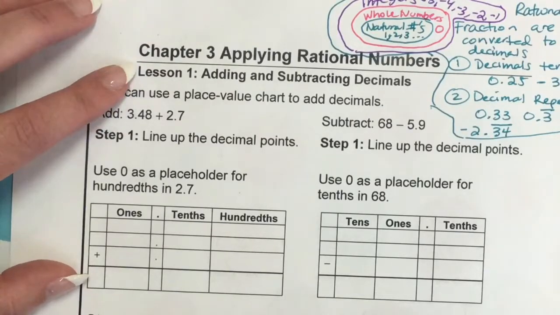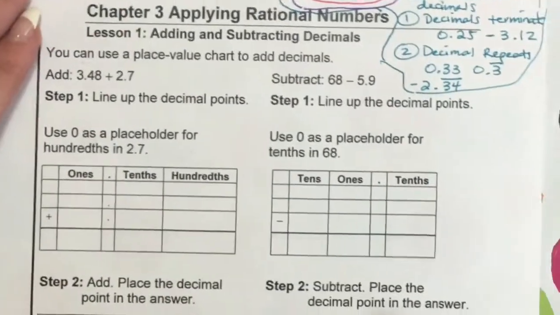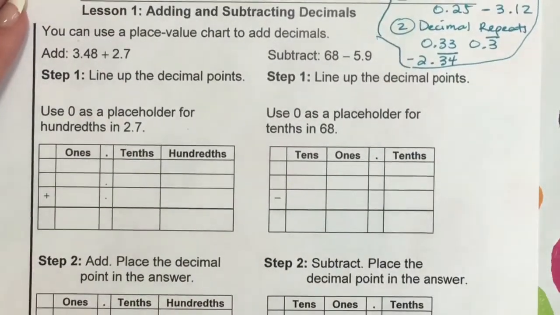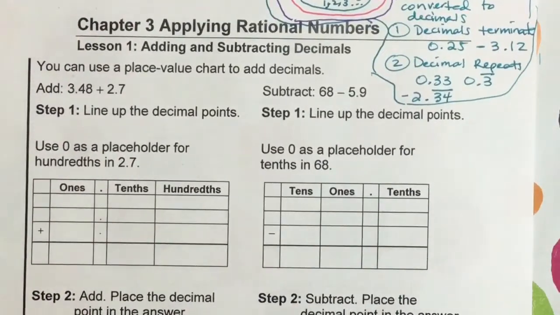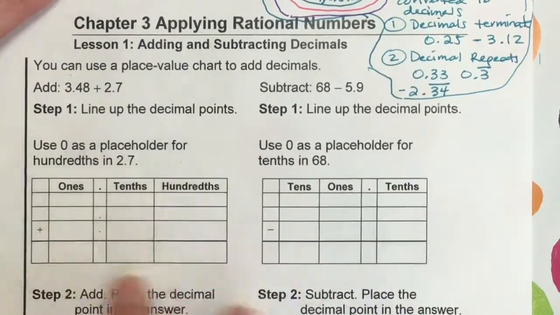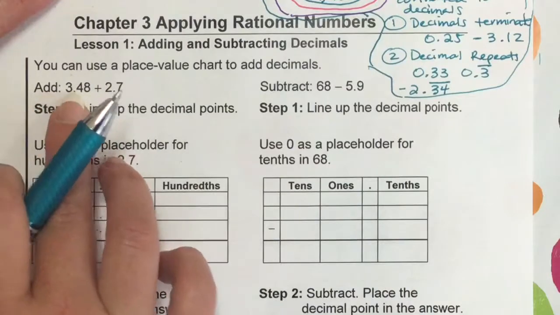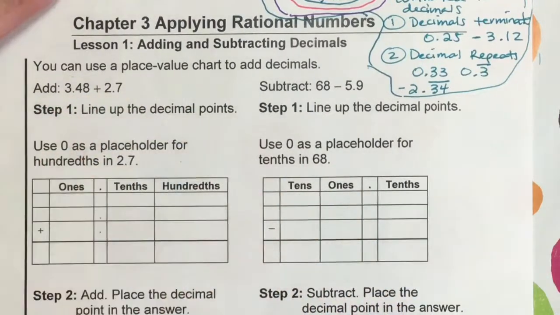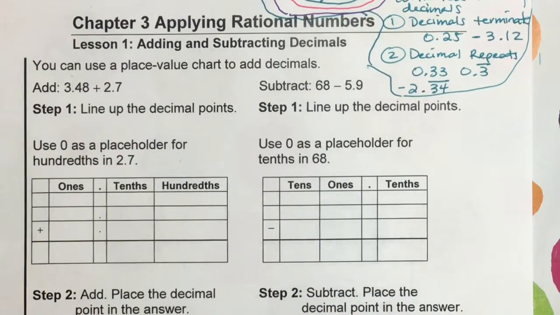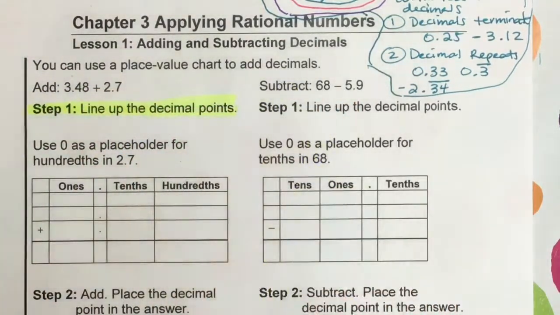To get started in lesson 1, we're first going to be adding and subtracting decimals. So we're just going to go over that. Whenever you're adding and subtracting decimals, you can use a place value chart. So we have these little tables here just to help in the process of getting started. When we're adding, let's say 3.48 plus 2.7, the first step is to line up the decimals. And that's really important, okay? So that's what we're going to do.